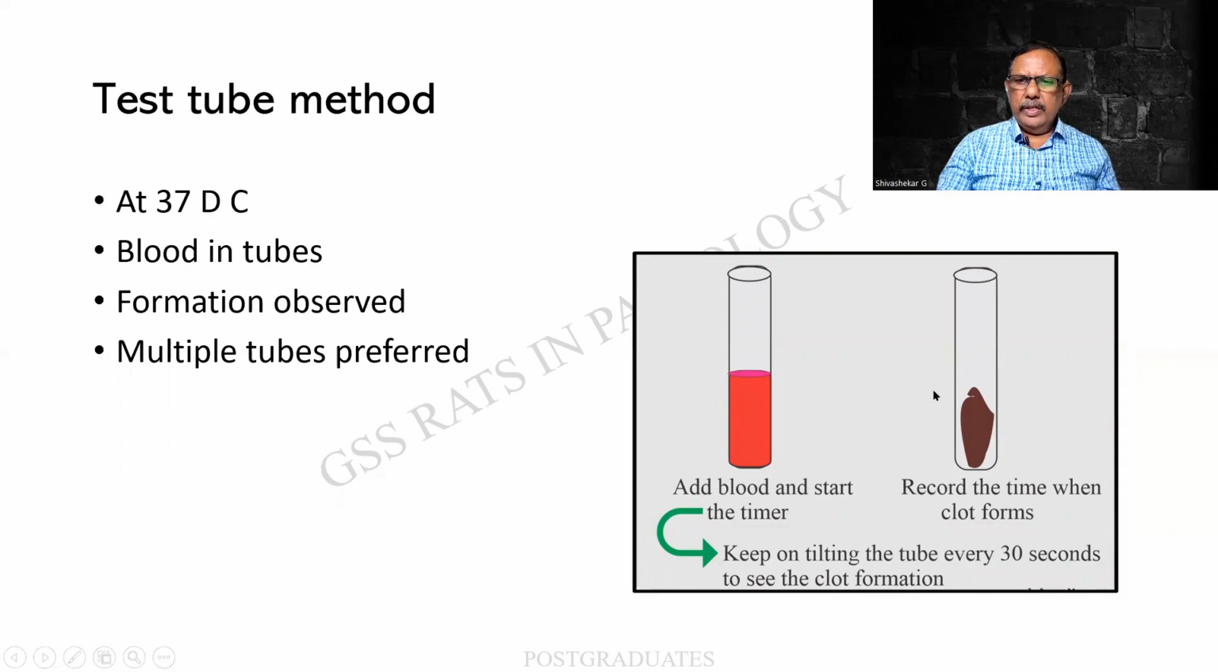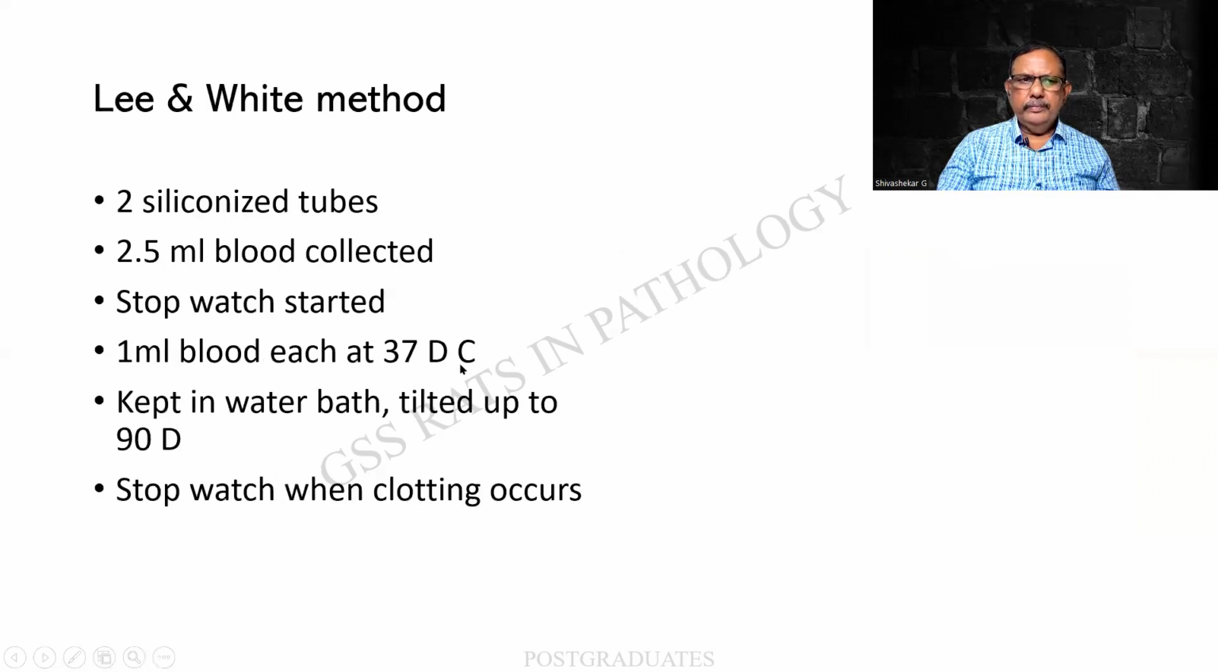There is another method called the test tube method. In this, the blood is collected, about 2.5 ml, and divided into two tubes. In fact, many tubes can be used. And once you keep tilting, you find that at one point of time, there is a solidification. It doesn't flow much. Multiple tubes are preferred. The Lee and White's method is 2 siliconized tubes with 1 ml of blood in each, kept in a water bath, and the tubes are tilted at 90 degrees. Stopwatch when the clotting occurs.